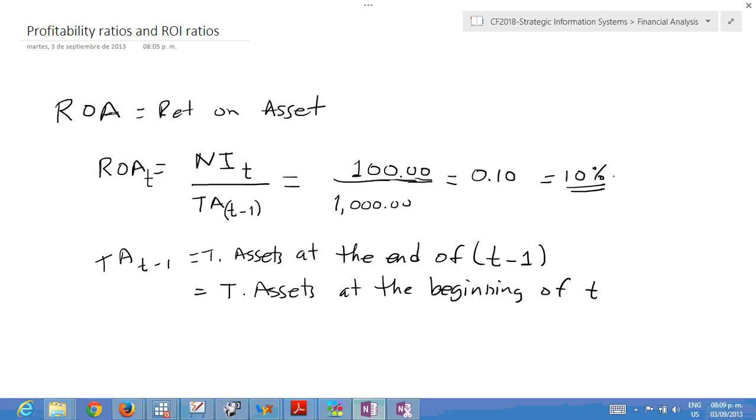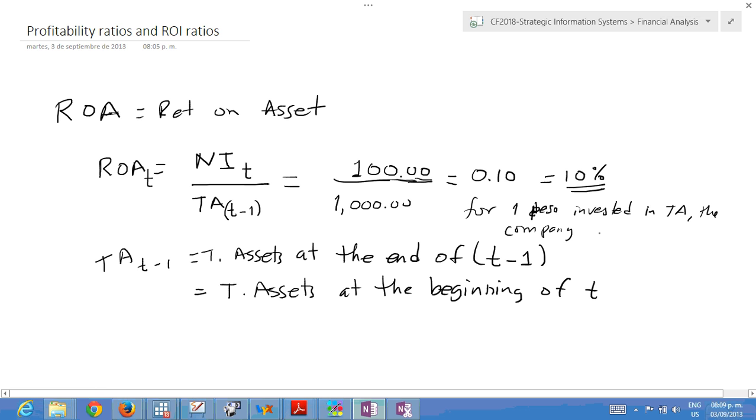What does that mean? That for every dollar invested in total assets, right, for 1 peso invested in total assets, the company generated 10 cents in net income. Okay, and that is a basic interpretation of return on assets. Okay, then that is the first one.